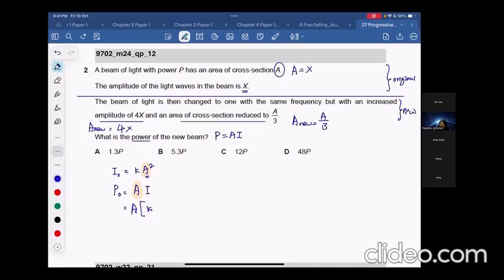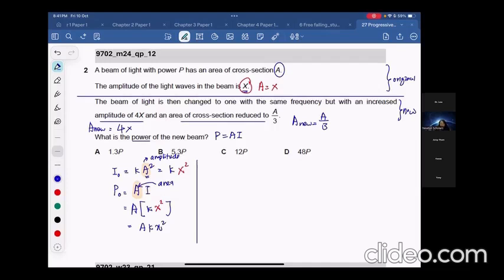The amplitude here, we substitute, becomes x squared. See here? This amplitude becomes x. So here I put x squared. This is called amplitude. This is called area. Don't mix up. They are the same symbol, but they are different. So here I know that I get AKx squared for initial.